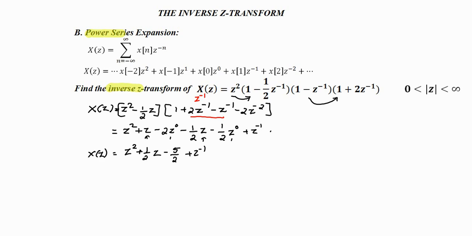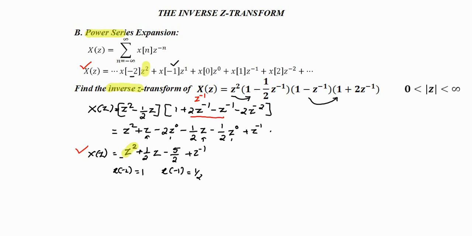Now I can compare the x of z expansion and the given x of z. So you can compare here. There is a term z squared. When you see that this n is equal to minus 2, the corresponding coefficient is x of minus 2. So I can write x of minus 2 is equal to 1, and similarly if you compare the next term, x of minus 1 becomes 1 by 2.